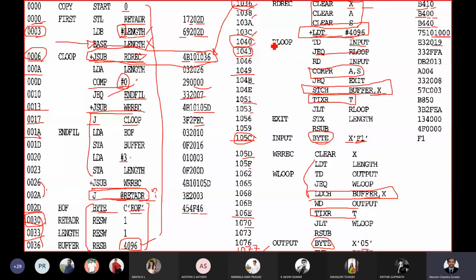Again, COMPR A, S. The opcode of COMPR is A0. Again you have A, the register number of A is 0 and the register number of S is 4. That's how it will keep going.